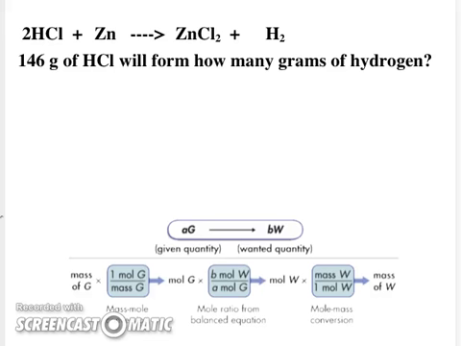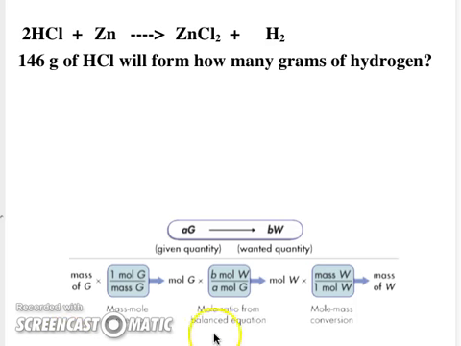This is the second part of the notes for section 12.2, dealing with two-step and three-step mass-to-mass problems. So this is the first example I'm going to look at. We have the balanced equation up here. Here's the problem. 146 grams of HCl will form how many grams of hydrogen?